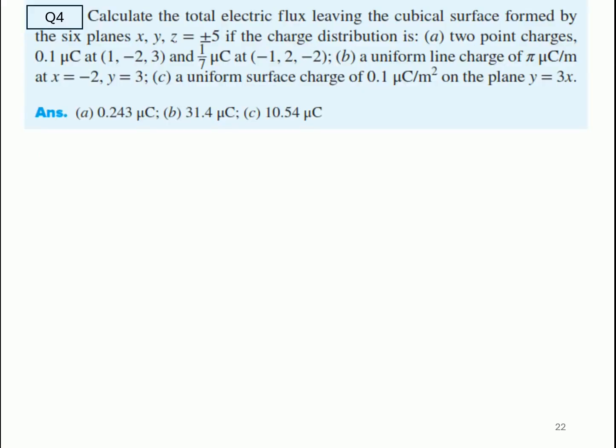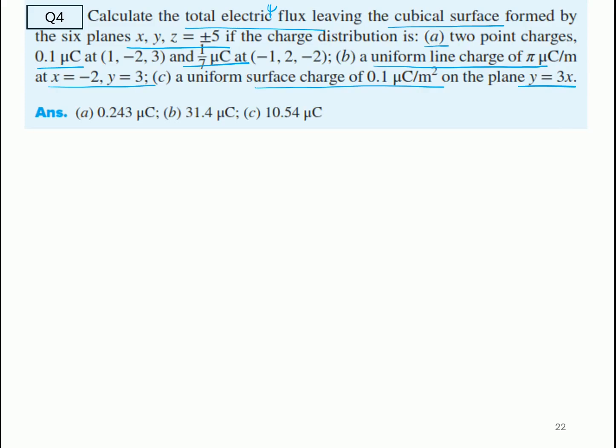Let us look at another problem, and then we'll conclude our lecture. In this problem, we have been asked to calculate the total electric flux, which means we need to find Φ leaving the cubical surface. The flux lines are moving away from the cubical surface formed by these planes. We need to find the flux when in part A two point charges are provided, in part B we have a uniform line distribution, and then in part C we have a uniform surface distribution when the plane is y equals 3x.